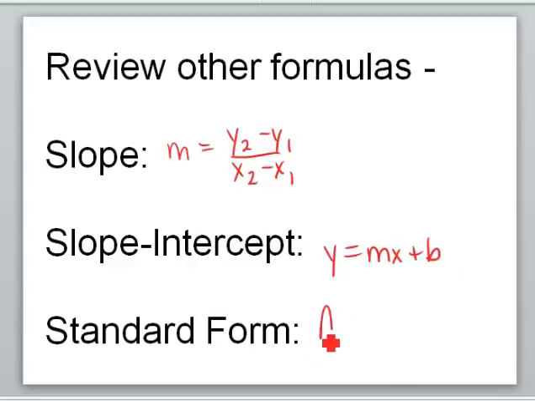Standard form, ax plus by equals c. And remember, there's no fractions, and the x part needs to always be positive.